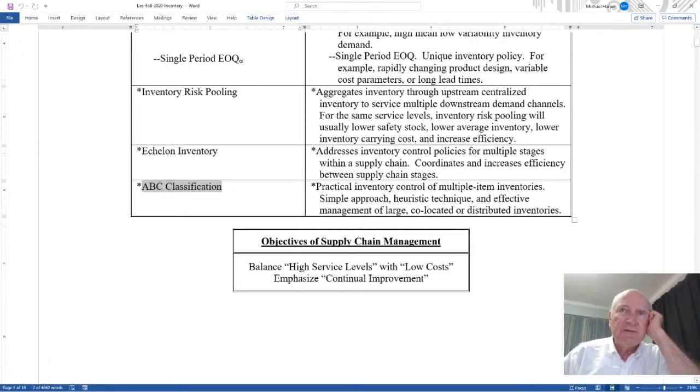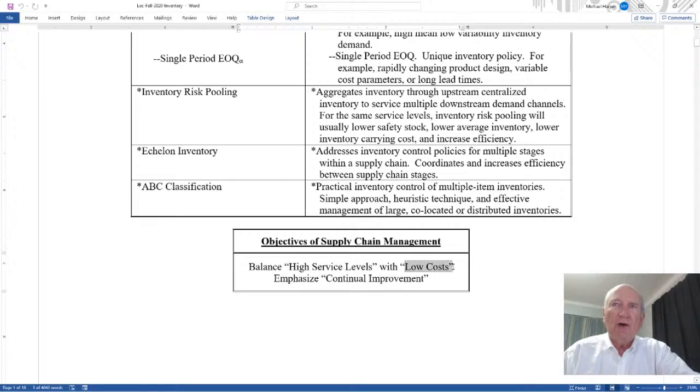Now, the objectives of supply chain management is to balance the high service levels with low cost. Now, service levels means order fulfillment. You have an order downstream, you satisfy those orders with your inventory. So that's service level. You have a high service level, which means you're satisfying the demand. Low service levels means you don't have inventory to satisfy that demand, so the demand goes unmet. But you do that with low cost.